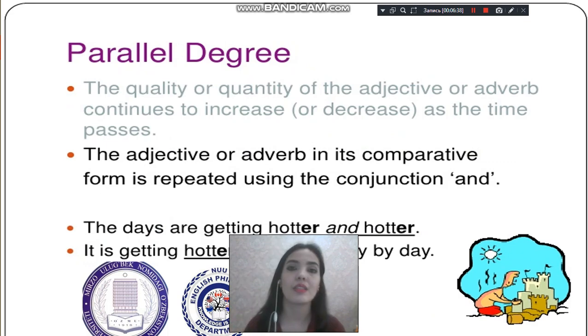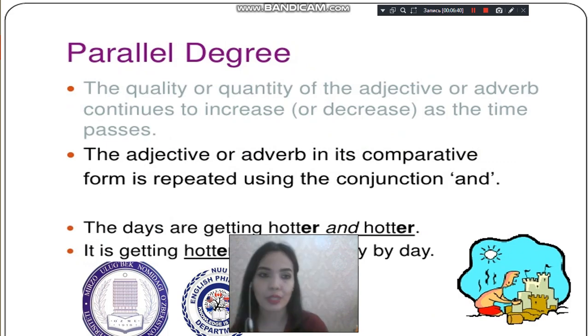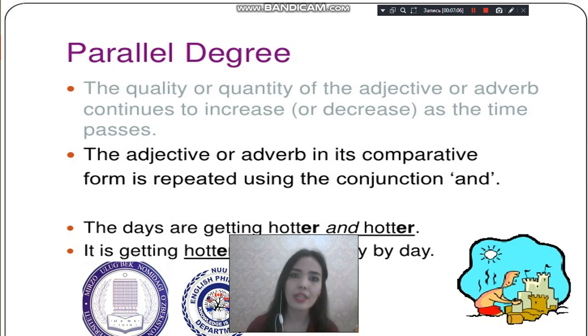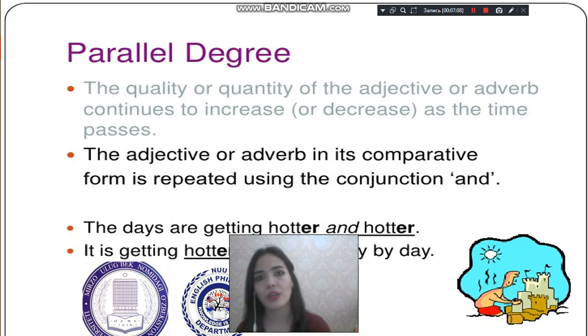Parallel degree. It is also a subtype of comparative degree. The quality or quantity of the adjective or adverb continues to increase as the time passes. For example, the days are getting hotter and hotter. It is getting hotter and hotter day by day. As you see, the quantity or quality is decreasing or increasing as the time passes. And here we used conjunction and between two adjectives. So let's go to the next.